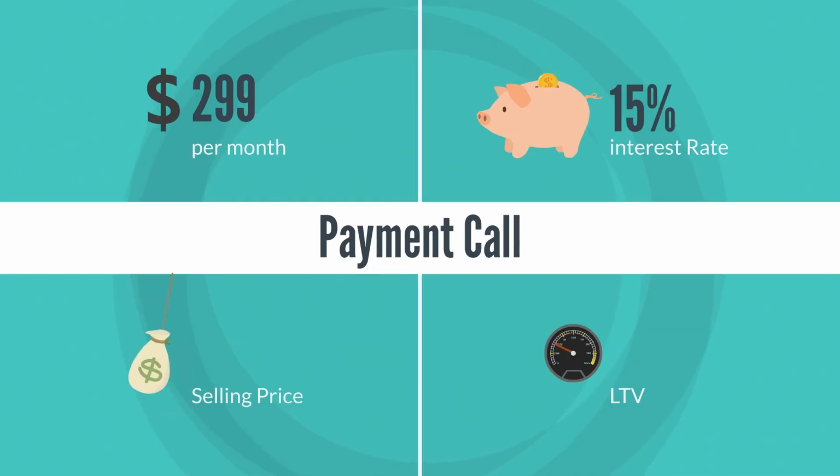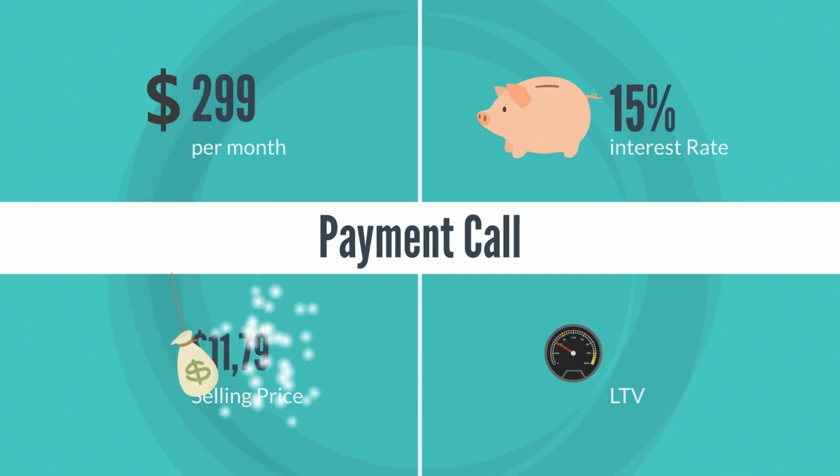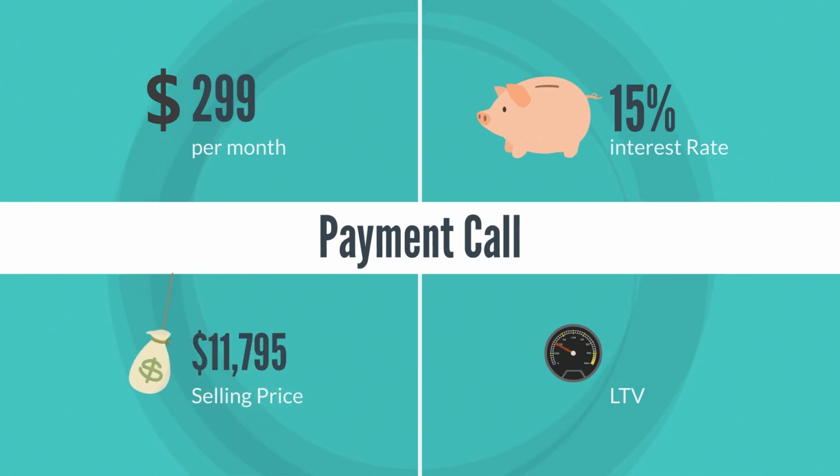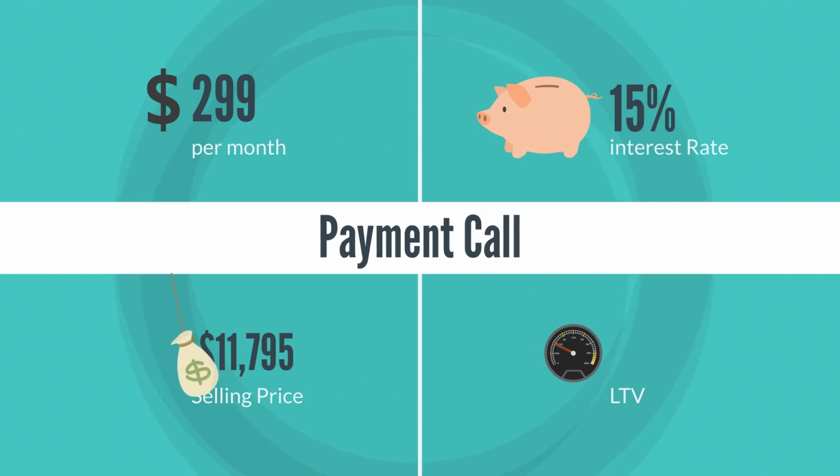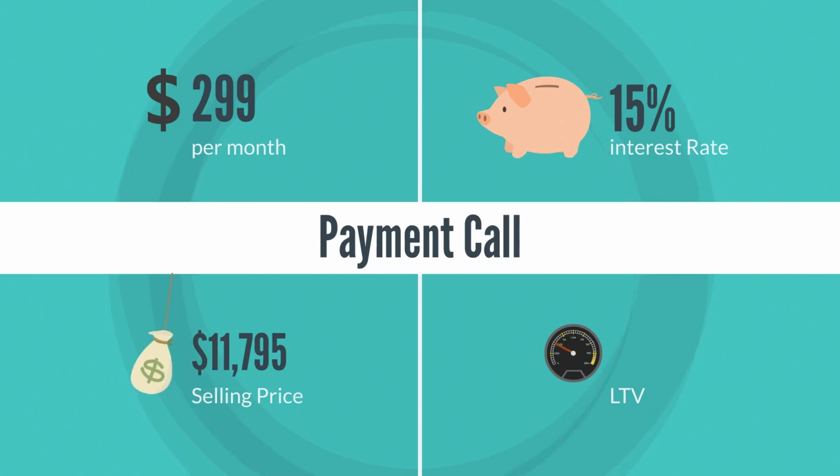Going back to our worksheet, we now know that we need to find a vehicle with a maximum selling price of $11,795. Next, we can now use the lender's rate sheet to find our maximum LTV. Because our maximum selling price is capped, we need to limit our vehicle selection to cars that are at least a few model years old, because these are the ones that are priced under $12,000.